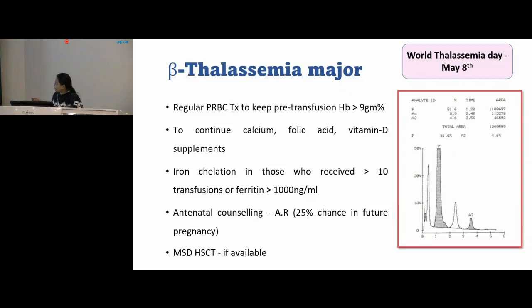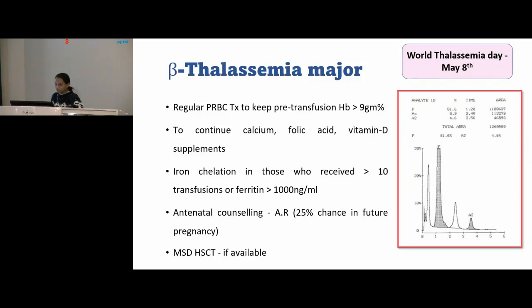After the diagnosis, we know that we have to keep the child on regular transfusions, and we want to keep a pre-transfusion hemoglobin always of more than 9 g% to suppress the extramedullary hematopoiesis that is going on, as well as maintain the hemoglobin at a decent level to meet the physiological demands, so that the child's growth will be good. We give them folic acid and calcium and vitamin D supplementation, and we have to start chelation in all those who have received more than 10 transfusions, or if the ferritin is more than 1000. So that needs to be kept in mind.